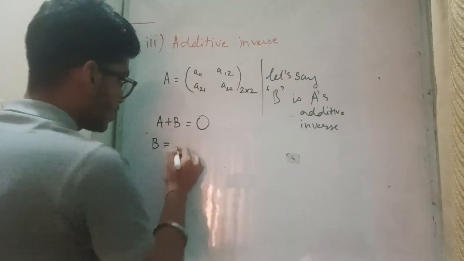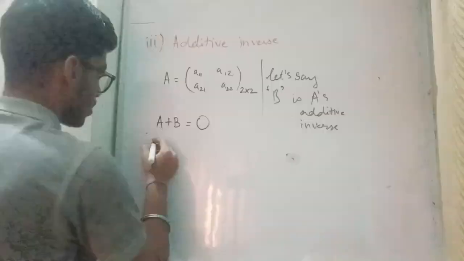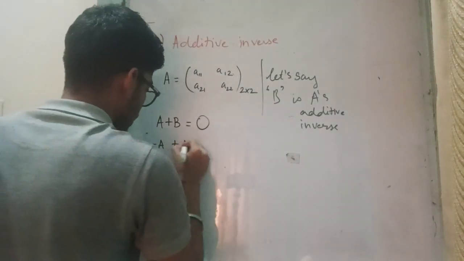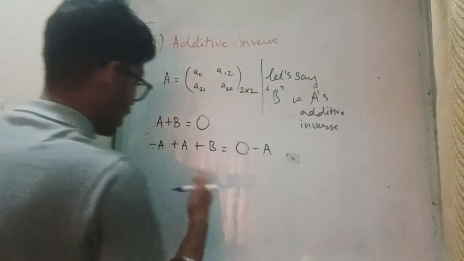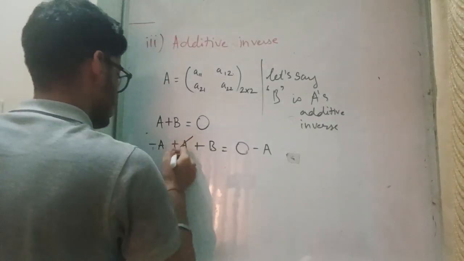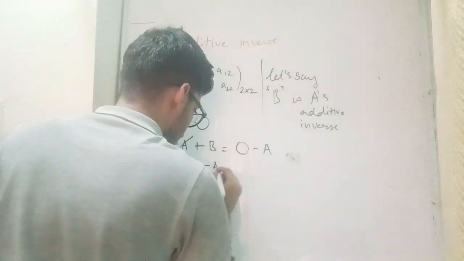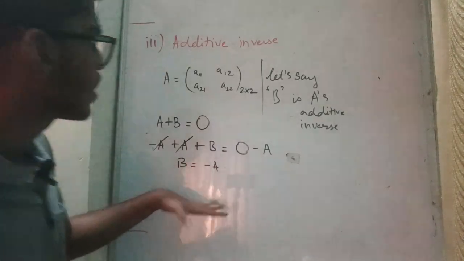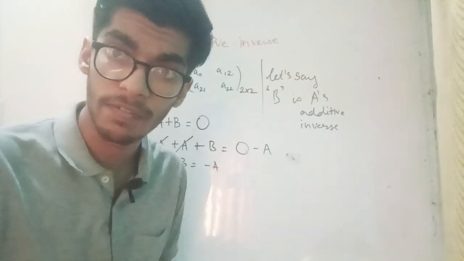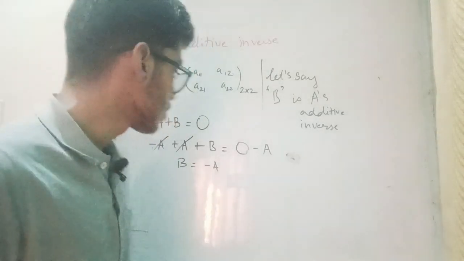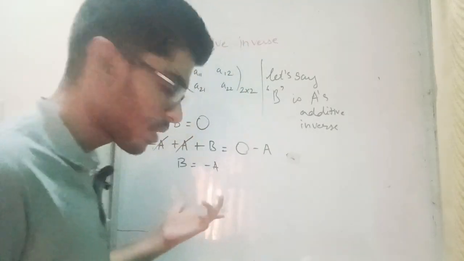So I have matrix B, and let's say I add negative A to both sides. This cancels with this, and B equals negative of A. It's the same thing that we have studied for numbers, right? Additive inverse of 5 is minus 5. Additive inverse of 2 is minus 2. Similarly, the additive inverse of a matrix A will be minus A, right?